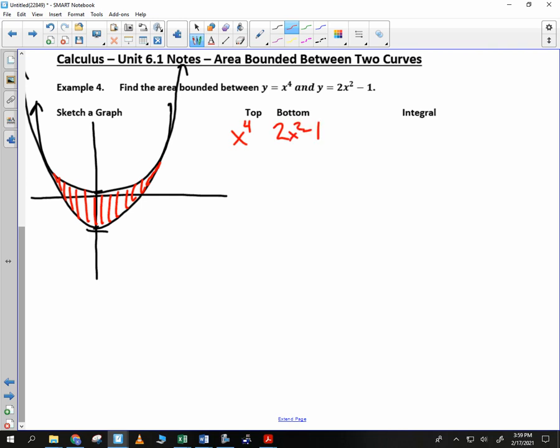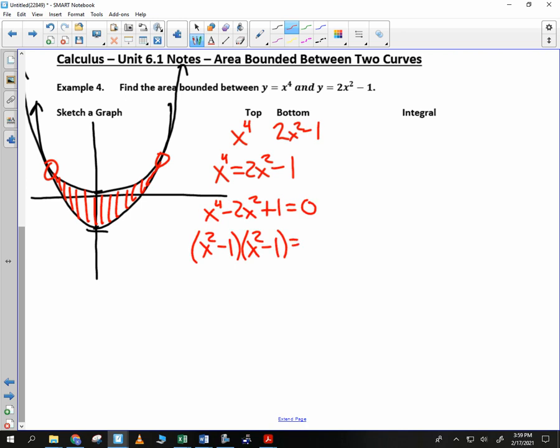But we've got to figure out these intersection points. The way we figure out those intersection points is we set them equal to each other. x to the fourth equals 2x squared minus 1, or x to the fourth minus 2x squared plus 1 is equal to 0. And that factors to (x squared minus 1) times (x squared minus 1), or (x plus 1)(x minus 1)(x plus 1)(x minus 1). Notice there's double roots, so negative 1 and negative 1, positive 1 and positive 1. It's a good indication that it touches tangent both at positive 1 and at negative 1.